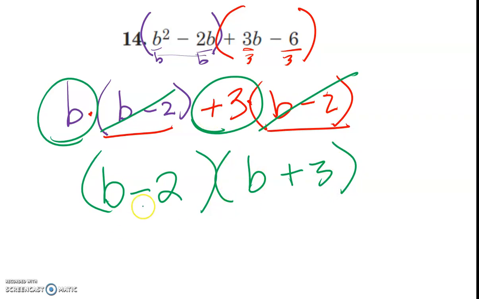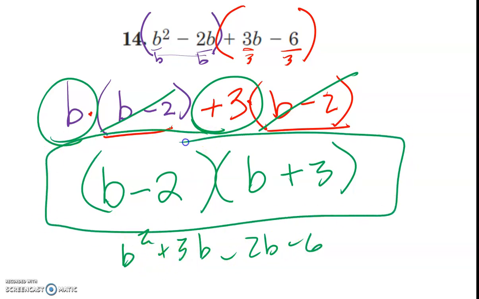Okay, which gives me, if I would re-FOIL this, B squared plus 3B minus 2B minus 6, which is my goal. This is my factored answer.